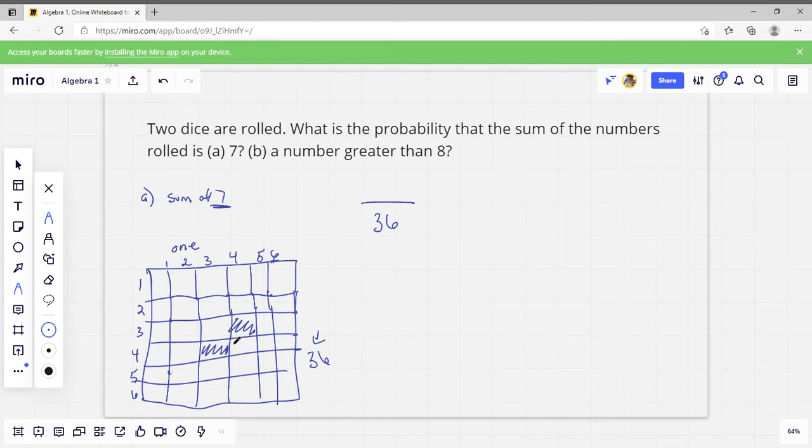5 and 2 can make 7. 5 and 3, sum of 7. Okay, 5 and 3 will not make 7. Let's see what else.